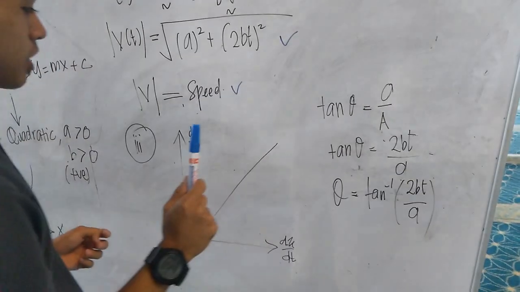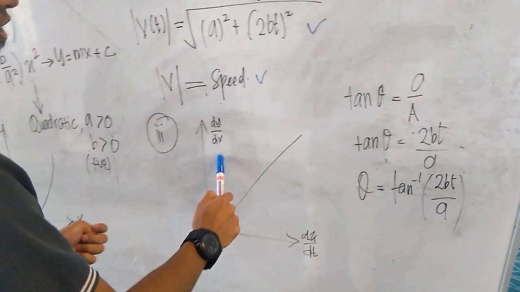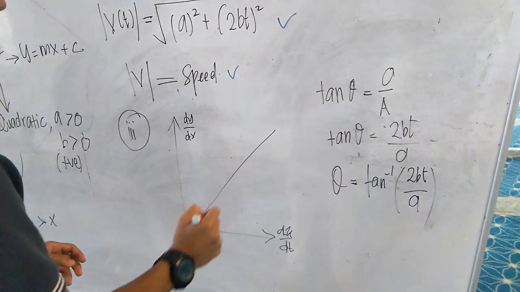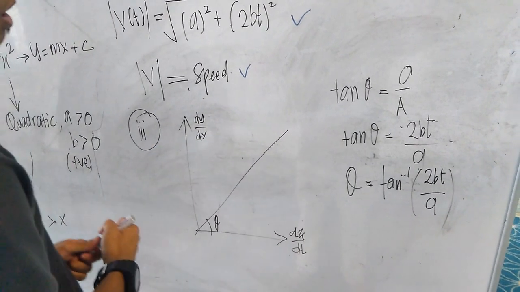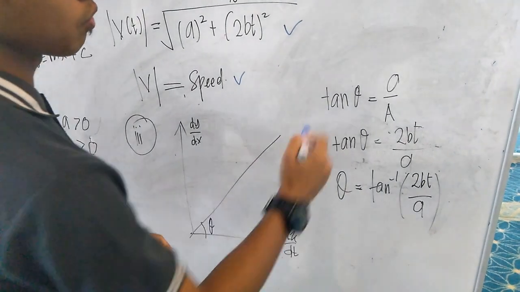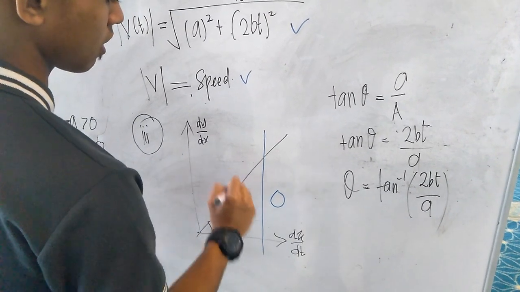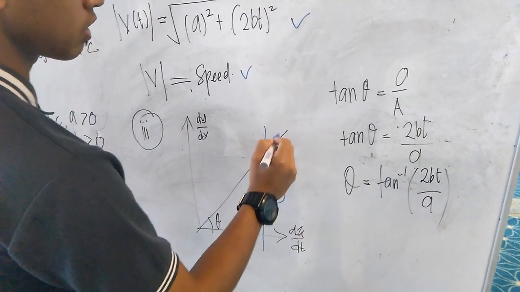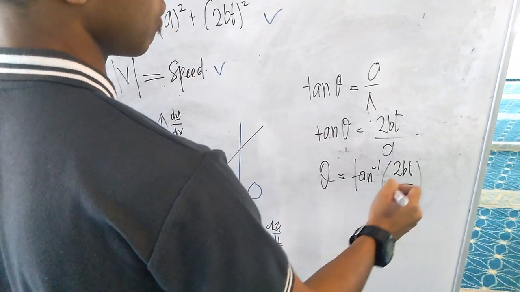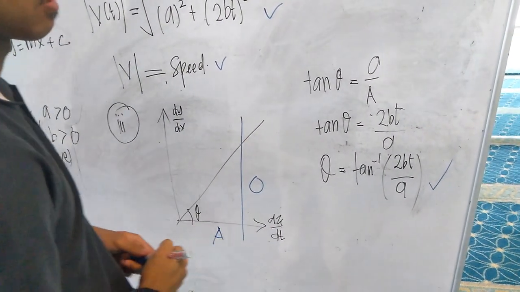The third question, we need to find the angle between the velocity vector and the x-axis. So we got this graph, and when we want to determine the angle, we need to use tangent, which is opposite over adjacent. And we got tangent inverse equal to 2bt over a, and this is the angle of the velocity vector and the x-axis. Thank you.